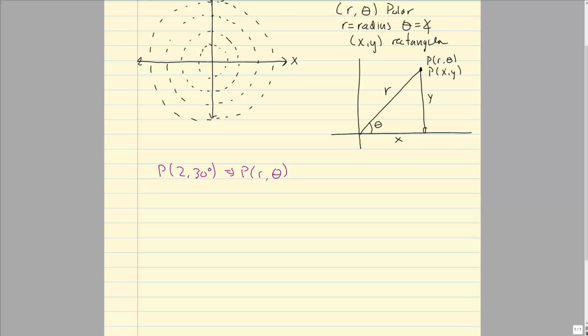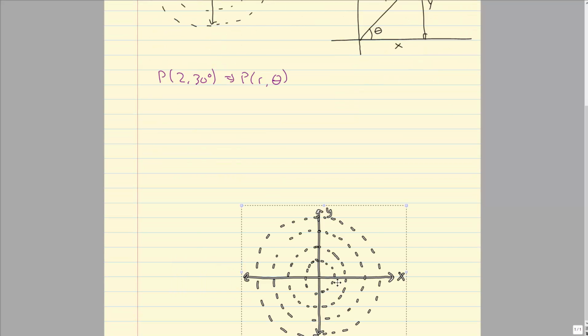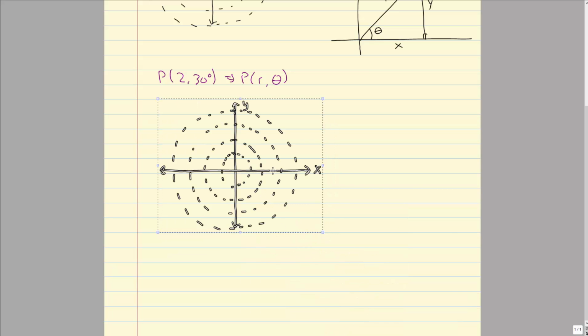Now because of the circular nature of the polar coordinate system and the fact that we can spin around the unit circle multiple times, there's more than one way to describe a point. Rectangular, let's say I had the point 2, 7. There's only one way to describe that point, and that's with the ordered pair x is 2, y is 7. Polar points are not unique, and we're going to show how that works.